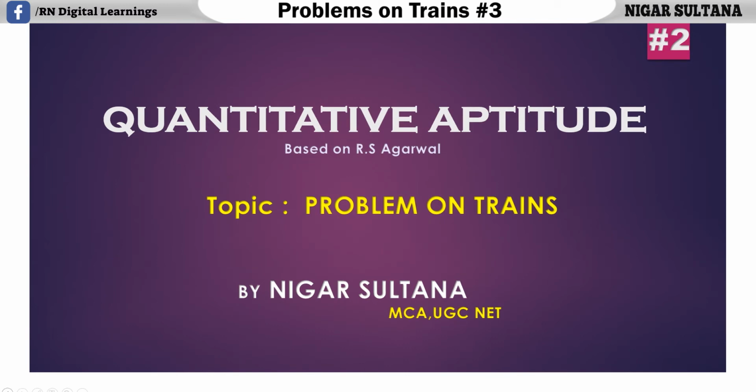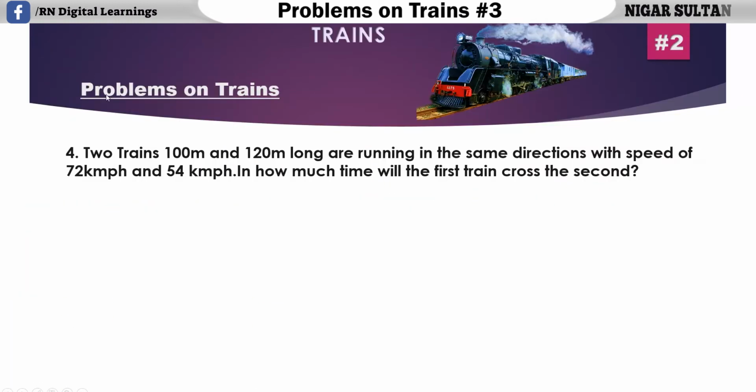We have learned the formulas and the three problems of these trains. Now let's continue with the next problem. Next problem states that two trains 100 meters and 120 meters long are running in the same directions with a speed of 72 km per hour and 54 km per hour. In how much time will the first train cross the second?